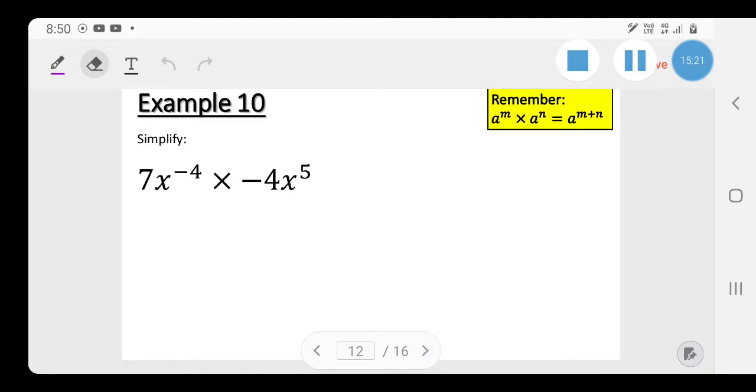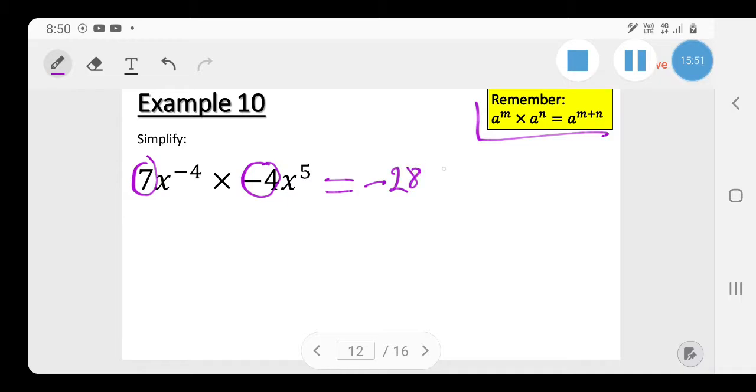All right, so I'm starting to really mix things up here. Now I've got some positive and some negative coefficients and some positive and some negative powers. No problem. A rule is a rule. So we're just going to follow it religiously. The coefficients are 7 and minus 4. Multiply those together. It's a positive times a negative, which is a negative. 7 times 4 is 28.